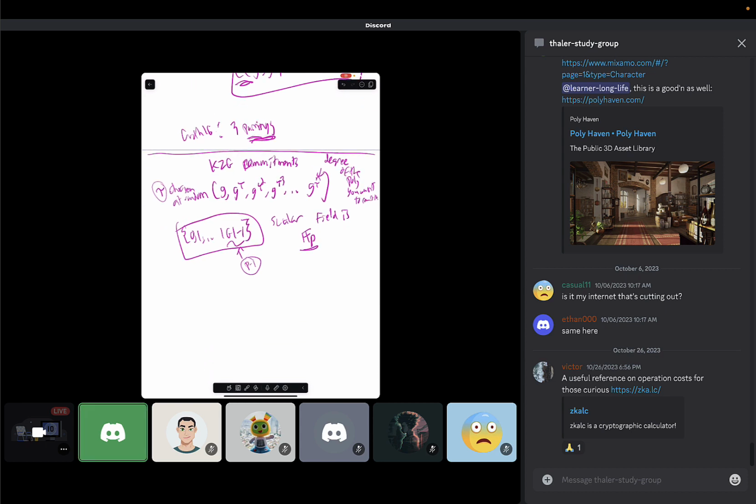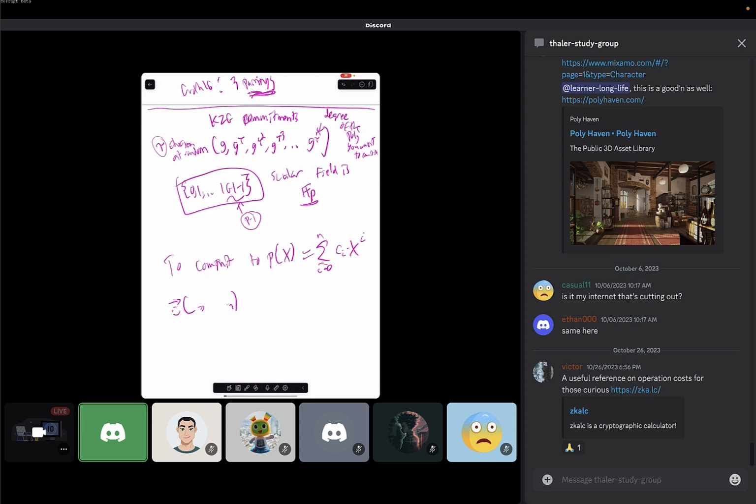In order to commit to a polynomial, say p of x is the sum from i equals 0 to n of ci times x to the i. Let c be the vector of coefficients. The commitment to the polynomial is just the Pedersen vector commitment of c with this commitment key. Since I'm using multiplicative group notation today, that would be the group product, i equals 0 to n, of g to the tau to the i, to the ci. So this is the ith SRS entry raised to the power of the ith coefficient of the committed polynomial.